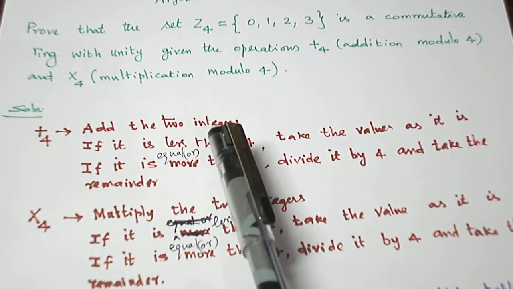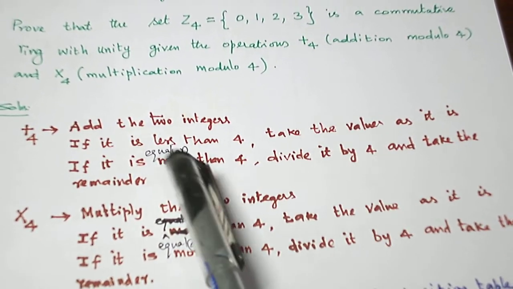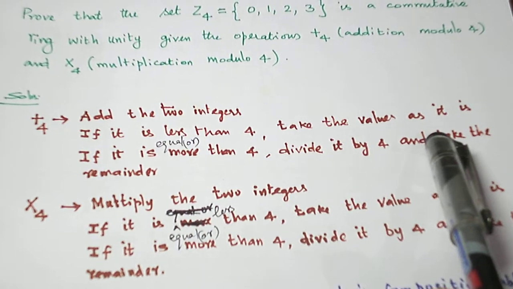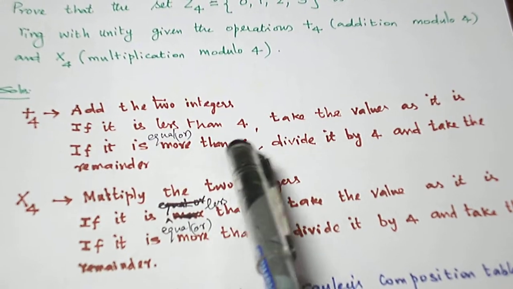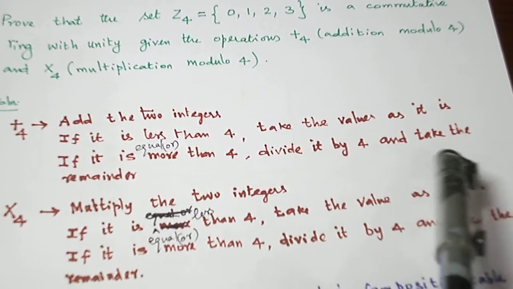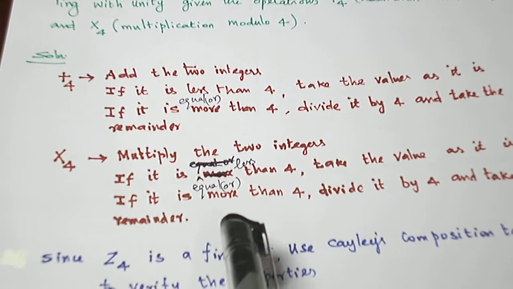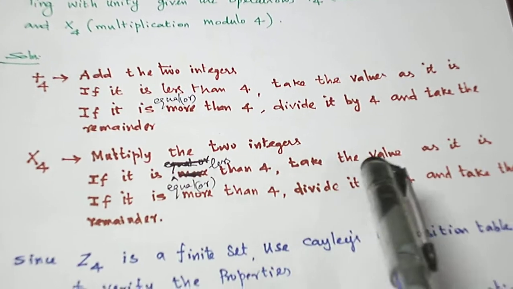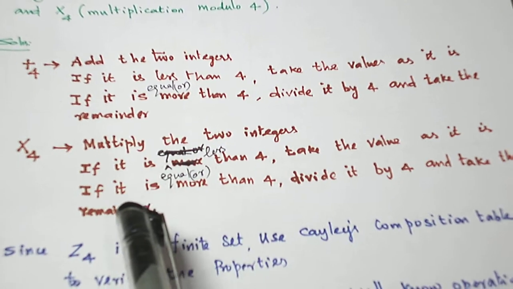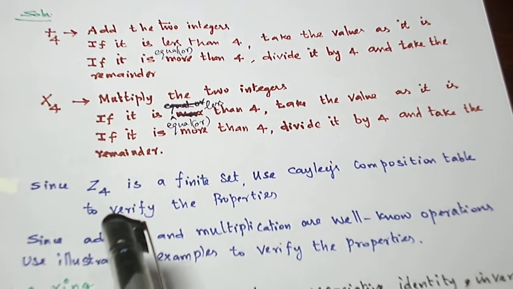For addition modulo 4, add the two integers. If the resultant is less than 4, take the value as it is. If the resultant is equal to or more than 4, then divide it by 4 and take the remainder. The same thing for multiplication modulo 4 also. Multiply the two integers. If it is less than 4, take the number as it is. If it is equal to or more than 4, divide it by 4 and take the remainder.